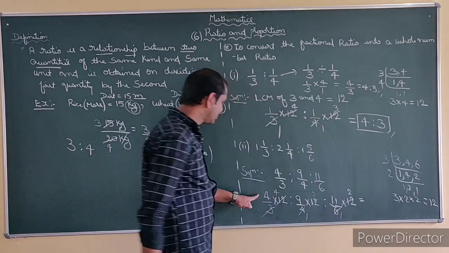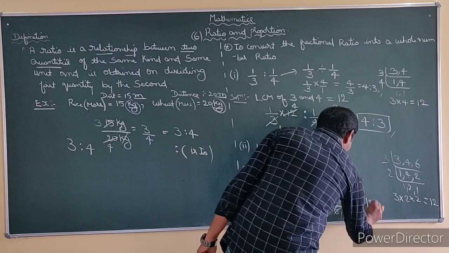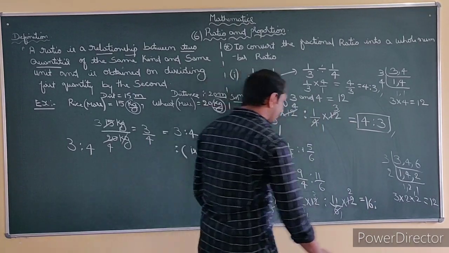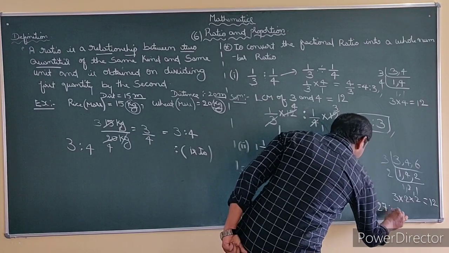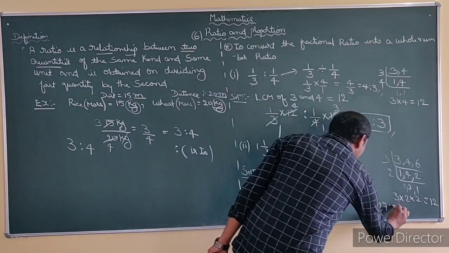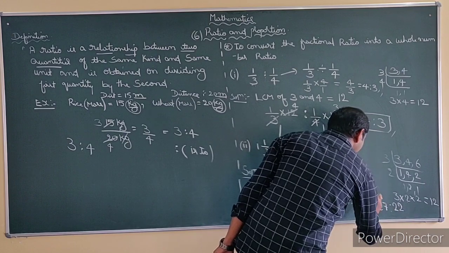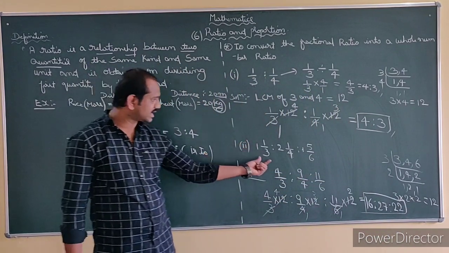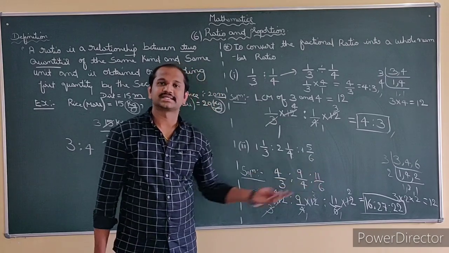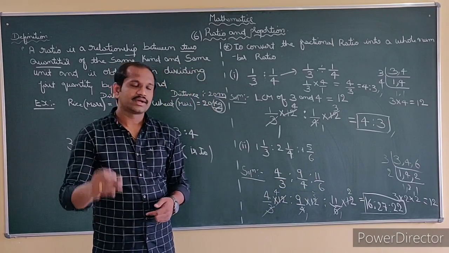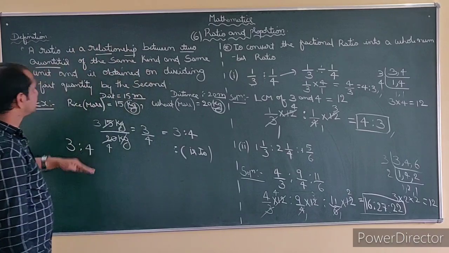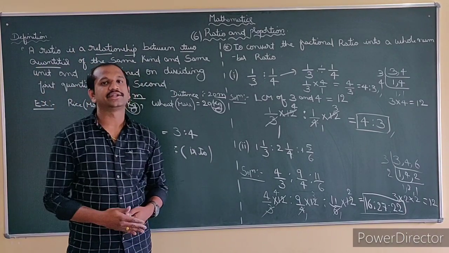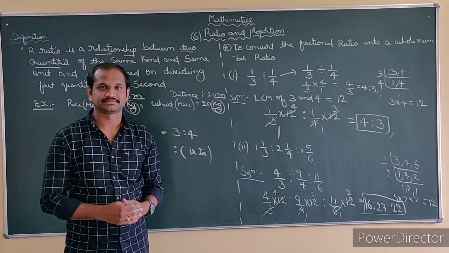So what we have here? 4 4s are 16, is to 9 3s are 27, is to 11 2s are 22. See, this is the whole number ratio. I have just taken the LCM of the denominators and multiplied. Now I hope you have understood the introduction part for the ratio as well as the problems. Now we will continue for the next session.